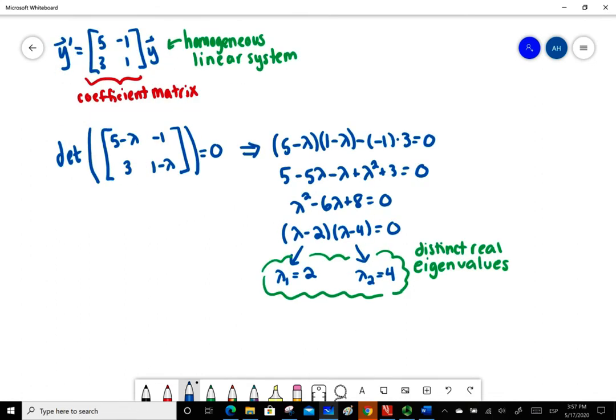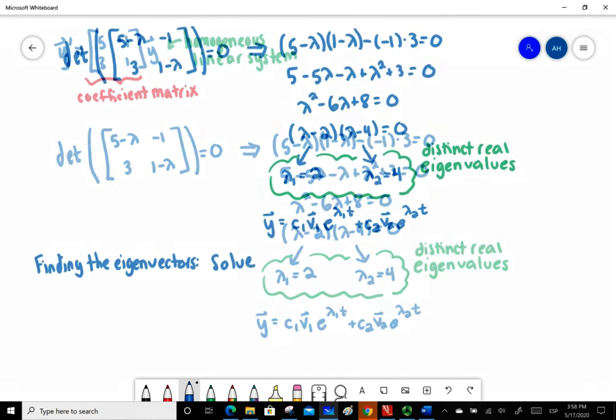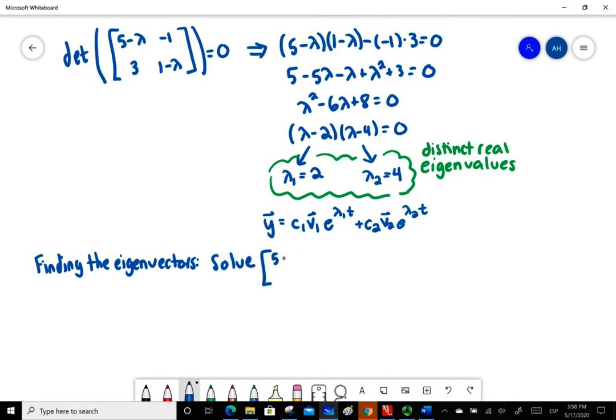These are distinct real eigenvalues, so the form of the general solution will be y = c1 v1 e^(λ1 t) + c2 v2 e^(λ2 t). Next, I need to find the eigenvectors v1 and v2. So I need to solve [5 - λ, -1; 3, 1 - λ] times [x1, x2] = [0, 0].